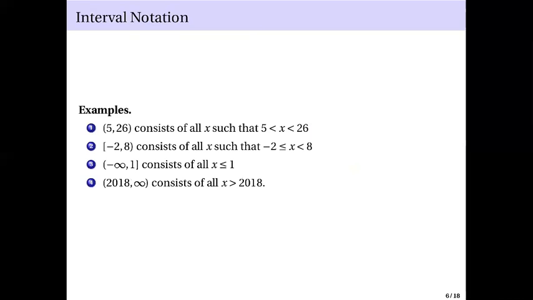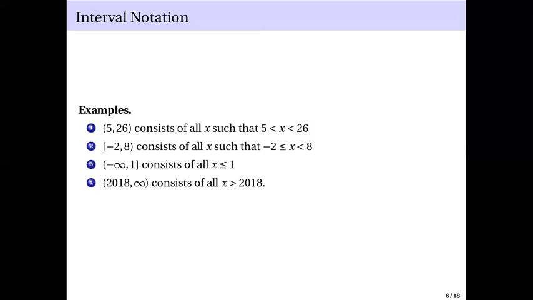And in here you have 2018 comma plus infinity. So this consists of all real numbers x greater than 2018. Okay? And then just try to write the graphical representation.